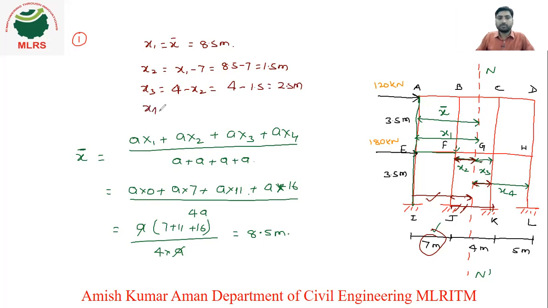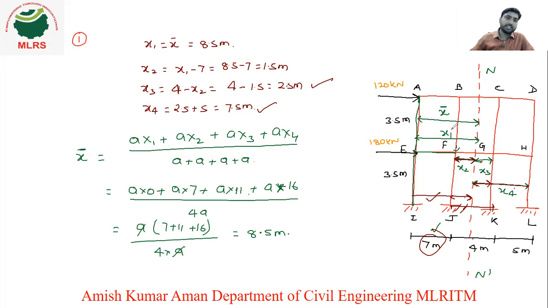Now coming to x4. How will you calculate x4? You can see this x4 can be written as this distance plus x3, means x3 plus 5. So x3 is 2.5 plus 5, which is equal to 7.5 meter. So we have calculated the distance of the centroidal axis from each column. From the first column it is at a distance of 8.5 meter. From the second column it is at 1.5 meter. From the third column it is at 2.5 meter, and from the fourth column it is at 7.5 meter. So our step 1 is over, right? This was our step 1, that is location of the centroidal axis.